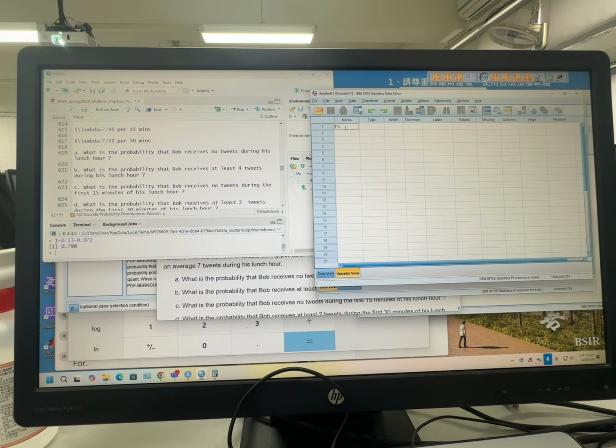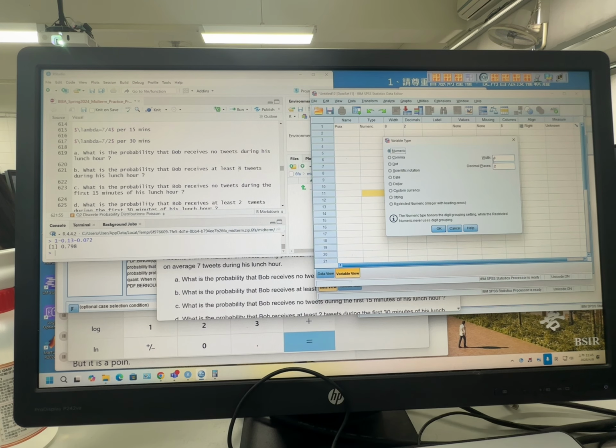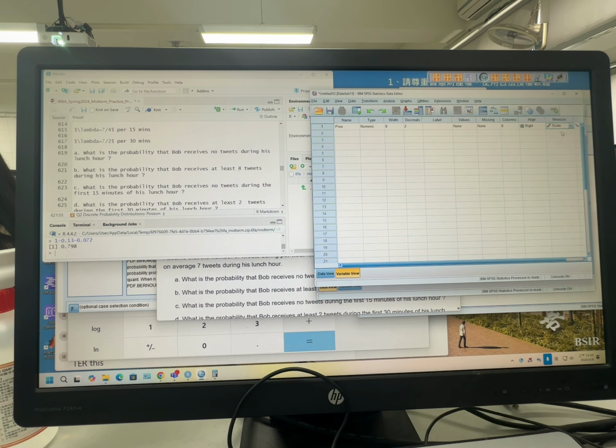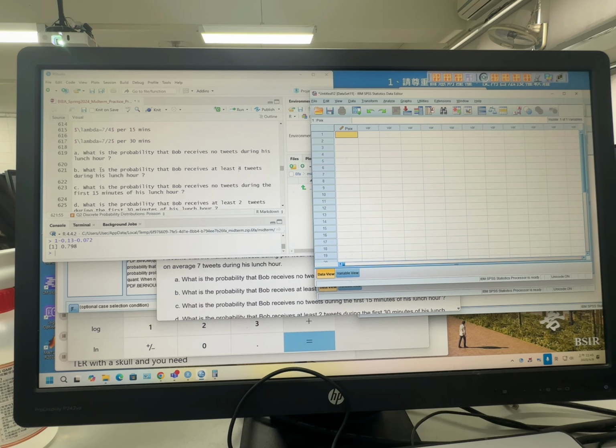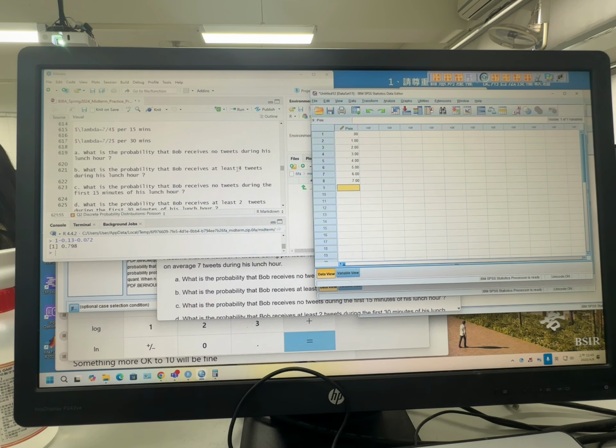This is the POIS, Poisson X. And this one is measured with a scale, and you need to manually input the data here. No suite is from 0. And the 4 suite, lunch hour, so you can do 0, 1, 2, 3, 4, at least 4. So you probably compute more, something more. So 10 will be fine. Based on the question, we have to do this one.